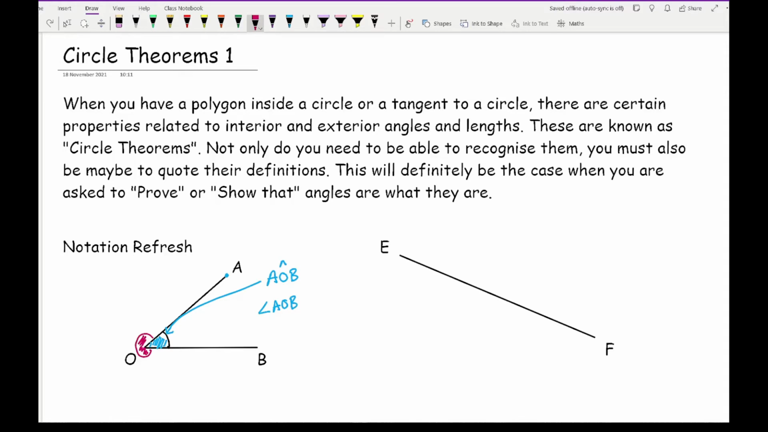Now, in terms of lengths, we can represent length by simply writing the two letters together. So when there is no symbol, sometimes they can have a line next to it like that, but again, personally speaking, I certainly wouldn't have an arrow because that would represent vectors. But in terms of just representing the segment that connects E to F, just write the two letters joined together.